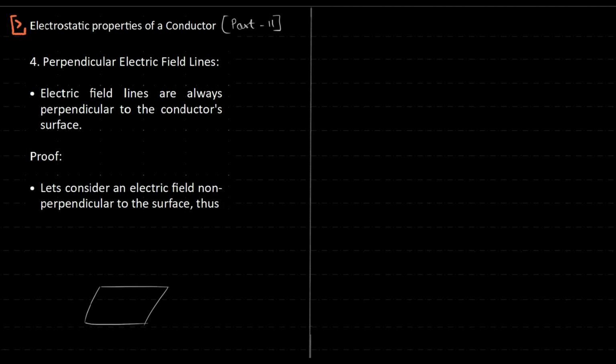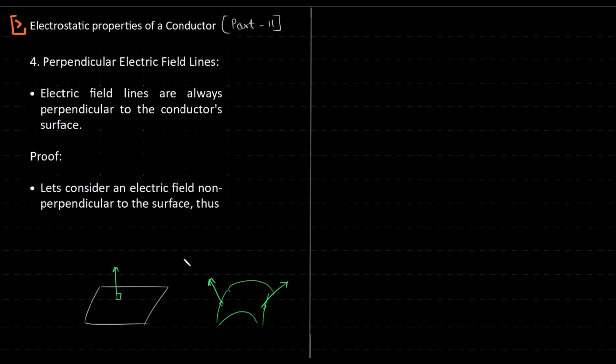We're looking at the remaining two properties of a conductor regarding electrostatic phenomena. So now, perpendicular electrical field lines. If this is the surface of a conductor, remember, conductors can be in any shape, any weird shape possible. The point here is that the field lines are always perpendicular to the surface. They're always perpendicular to the surface.